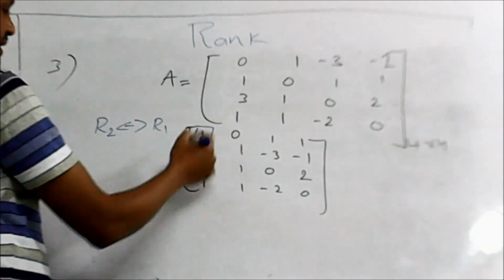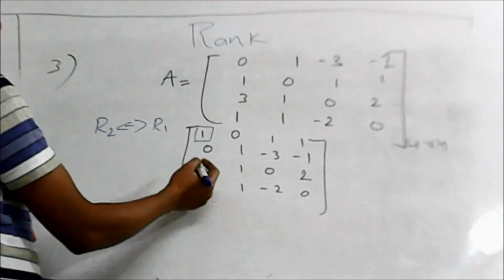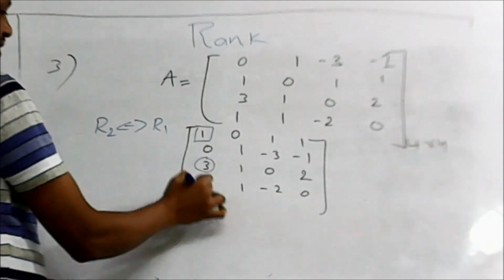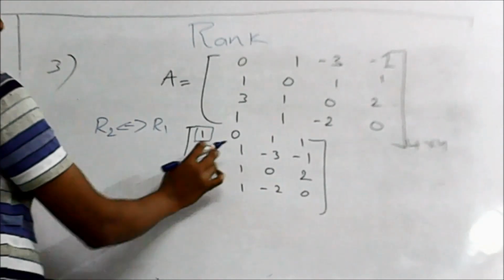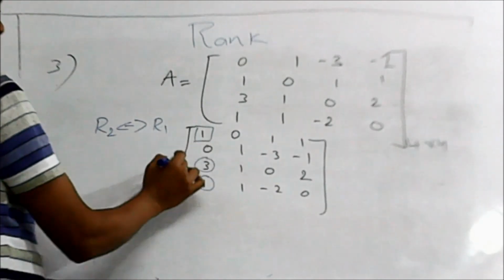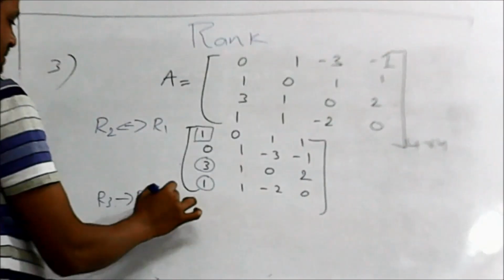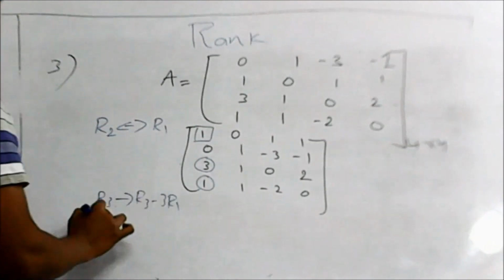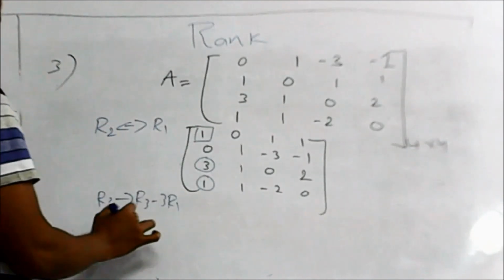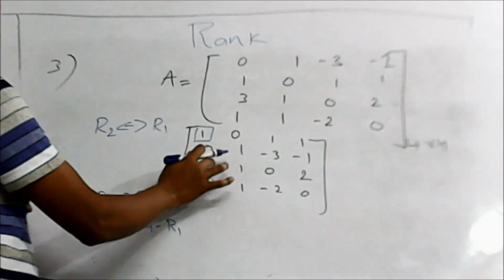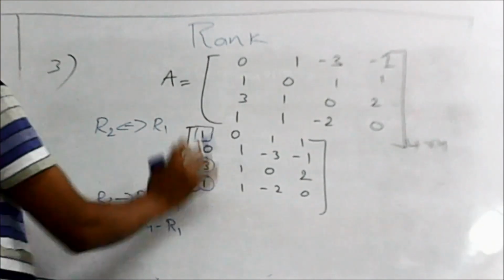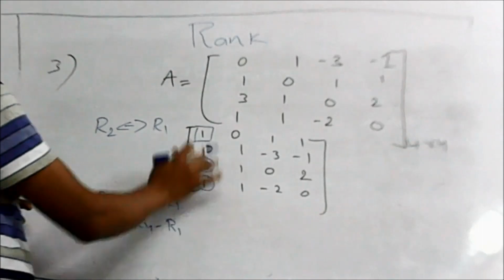Remaining below the diagonal, you have to make the entries zeros. There are only two non-zero elements, so you have to make these two zeros. So R3 becomes R3 minus 3 times R1, and R4 becomes R4 minus R1. Here it is 3, so you need to multiply by 3 and subtract. Here it is 1, here it is 1, so you simply subtract.